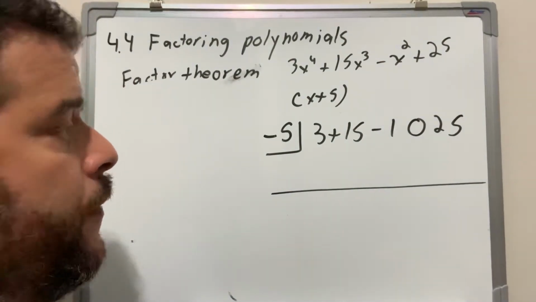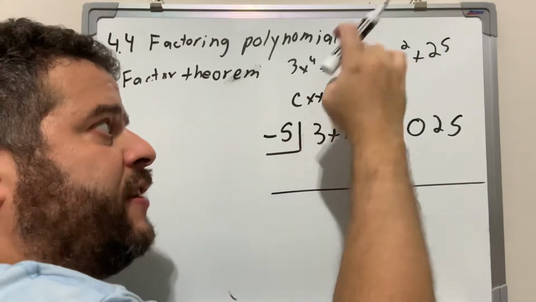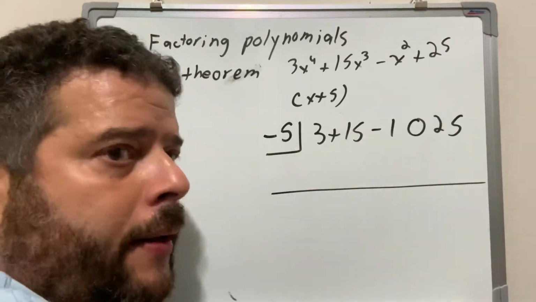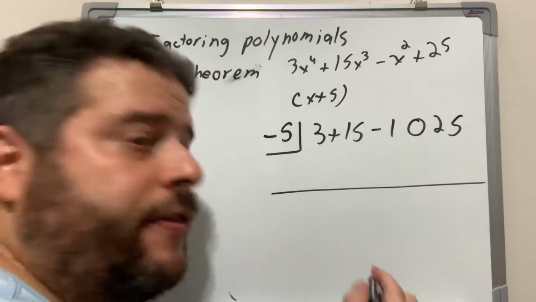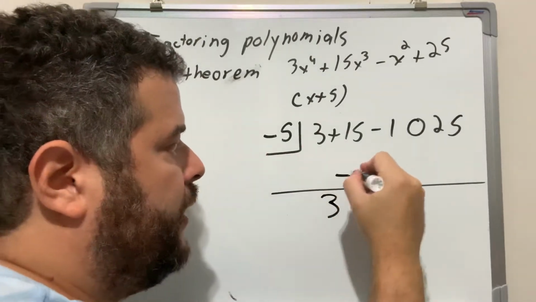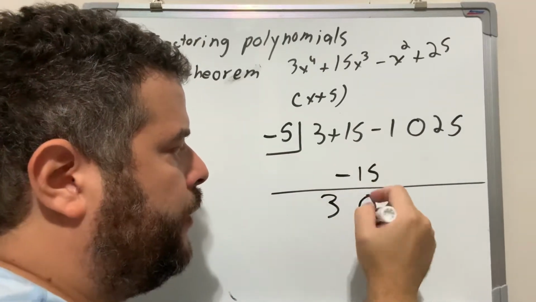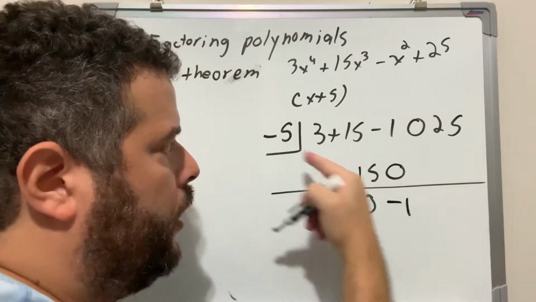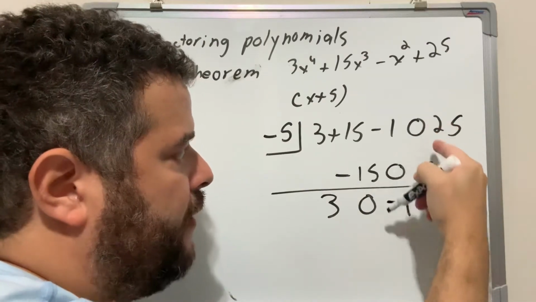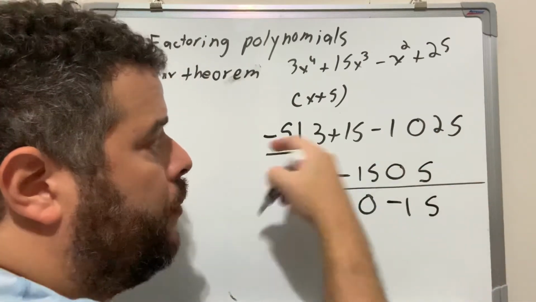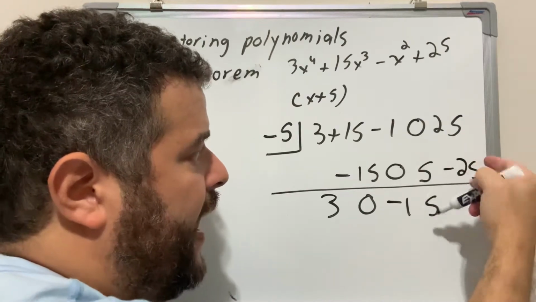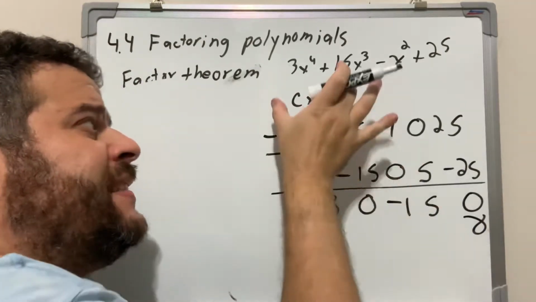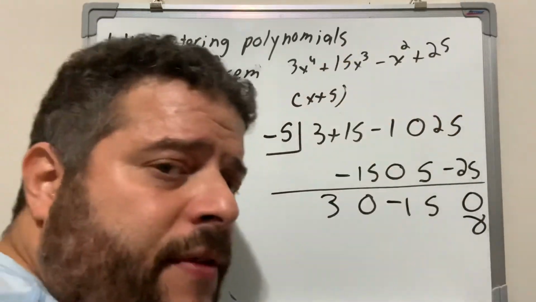So let's continue with our synthetic division to see whether this is a factor of this polynomial. Step one, we add. Profe, no hay un cero ahí. That's fine. 3 plus nothing is 3. Multiply, negative 15. Add, 0. Multiply, 0. Add, negative 1. Multiply, 5. Add, 5. Multiply, negative 25. I add these two and I get a remainder of 0. That means that x plus 5 is a factor of this polynomial.